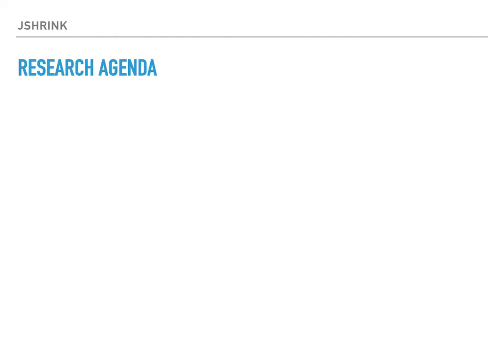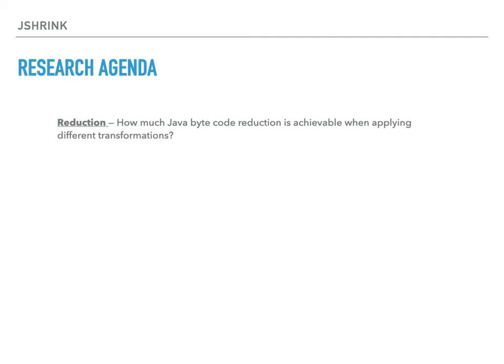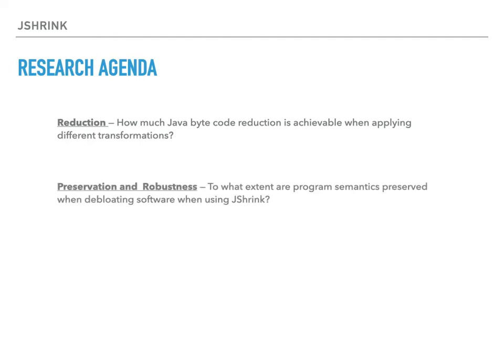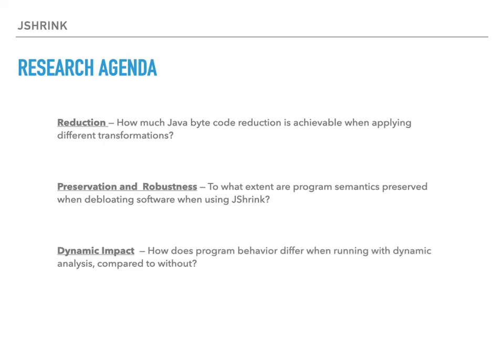In order to evaluate JShrink, we came up with the following research agenda. Reduction: how much Java bytecode reduction is achievable when applying different transformations? Preservation and robustness: to what extent are program semantics preserved when debloating using JShrink? And finally, what is the impact of using the dynamic analysis compared to a completely static approach?